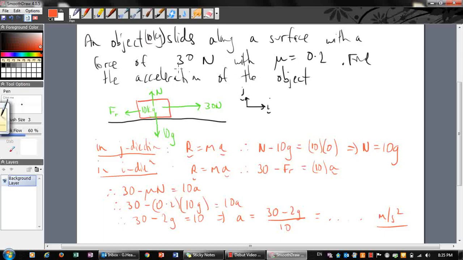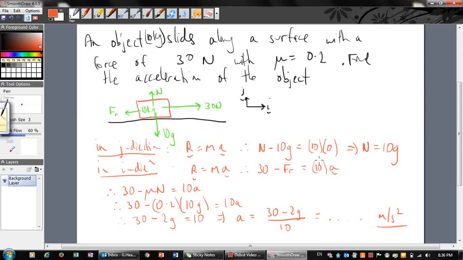So just to reiterate, we wanted to know the acceleration in the horizontal direction. To be able to find acceleration, we need to know what the total force is, the resultant force in this direction. To be able to know that, we need to know what the friction force is. To be able to find the friction force, we need to know what the normal force is, because friction force is equal to mu N, so we need to know the normal first. And so that's why we start with the vertical direction, just to find out what the normal force is. That gives us the friction force, that gives us the resultant force, which gives us the acceleration.